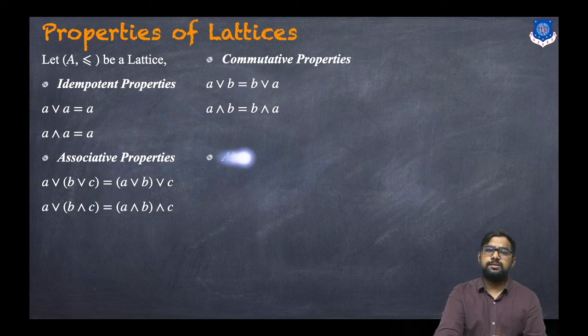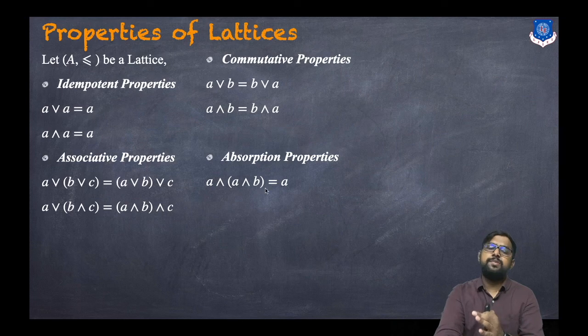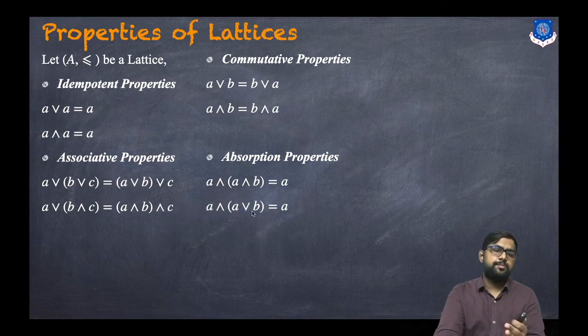The next is the absorption law. Now what is the absorption law? A ∧ (A ∨ B) equals A, that is, the greatest lower bound of A and the bracket, whatever the answer is, equals A. So this A is absorbing the bracket. In the same manner for the least upper bound, A ∨ (A ∧ B) equals A. So this A is absorbing this bracket. That is the absorption law.